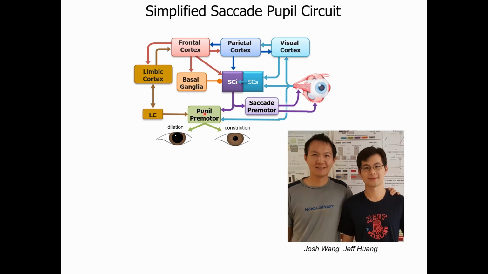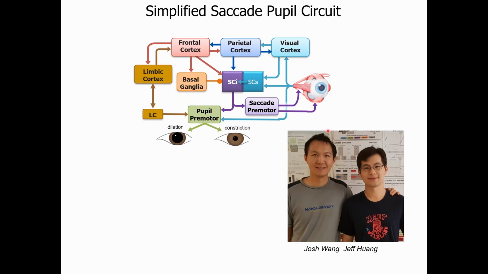And more recently, it's been identified in the literature that bottom-up sensory signals can have a correlate on the pupil, as well as top-down attention signals that might come from frontal cortex.